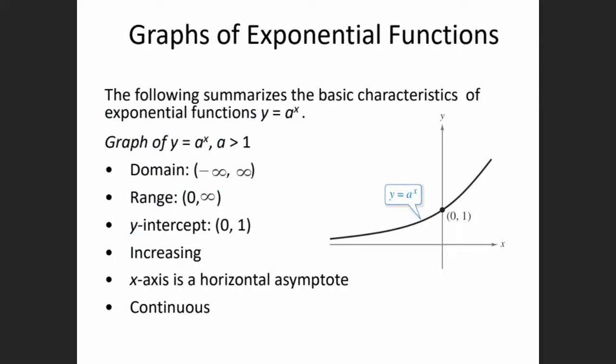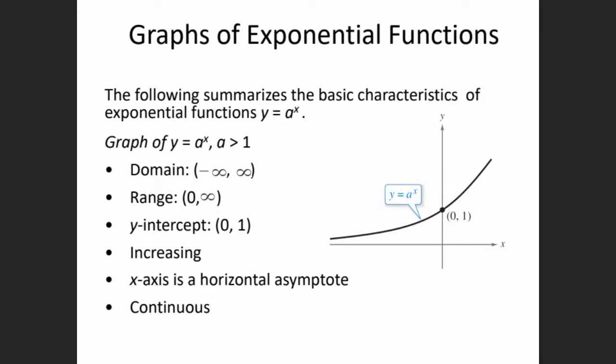As a diagram to explain what we just covered: our exponential function is a smooth line. It goes forever to the left and forever to the right. It crosses the y-axis at (0, 1). The domain in interval notation is from negative infinity to infinity, all real numbers, and the range is in interval notation from 0 to infinity, all positive numbers.